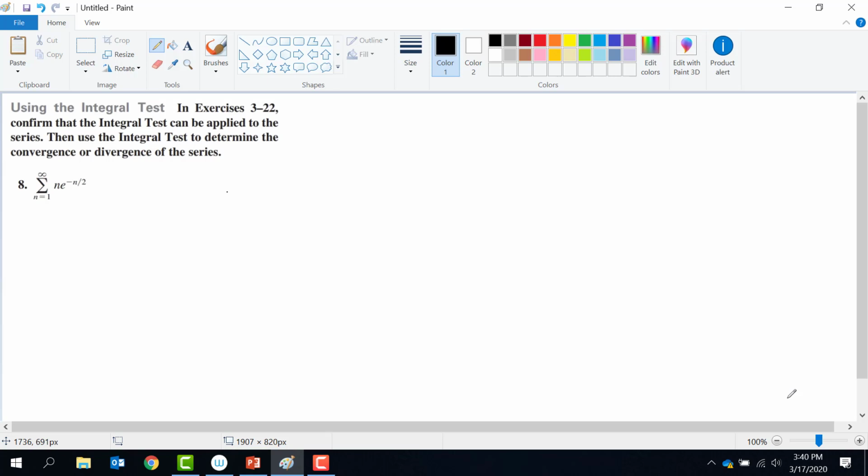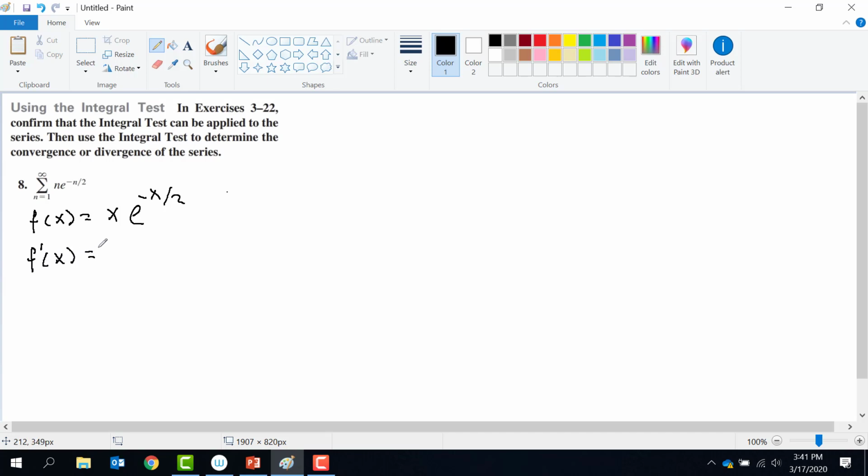Okay, moving on to our next problem, problem number 8. Now we have this series, and the corresponding function is f of x equals x e to the negative x over 2. Clearly this function is positive. We're only putting in positive values for x, so this is always positive. Clearly it is continuous, but what is not clear is that this is a decreasing function. And what will show us that this is a decreasing function is finding the first derivative.